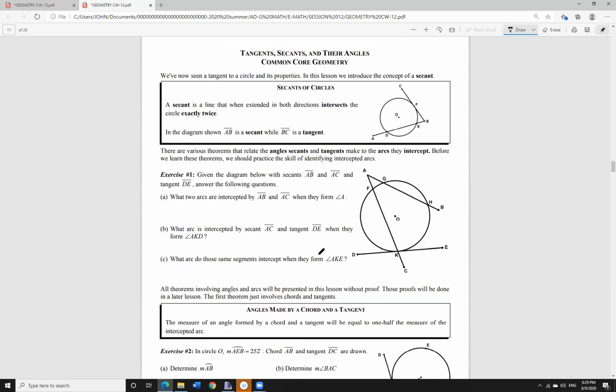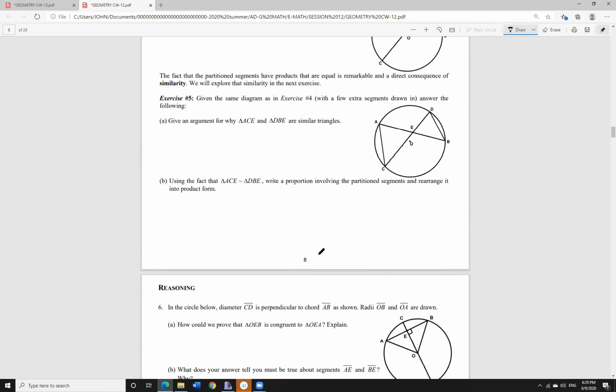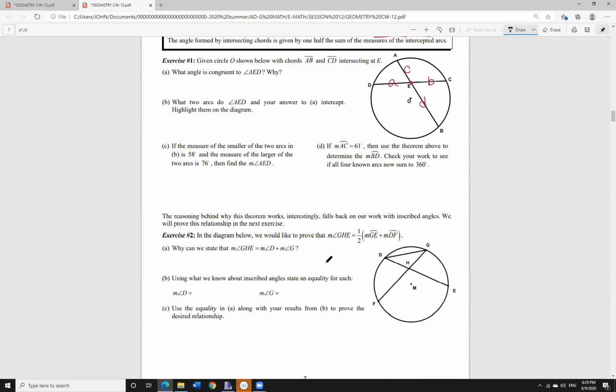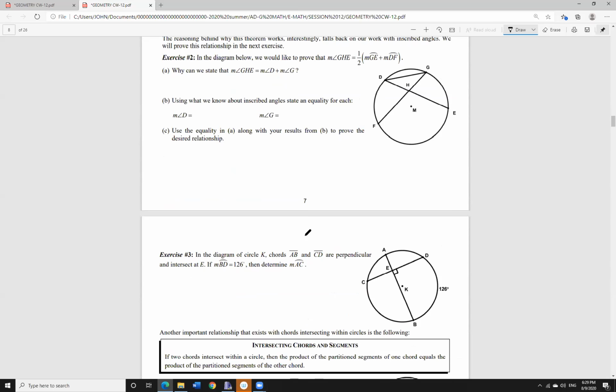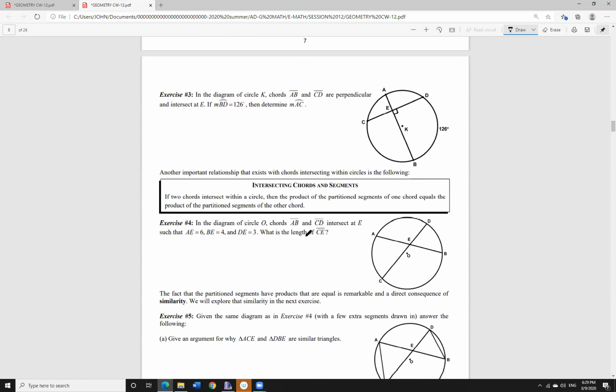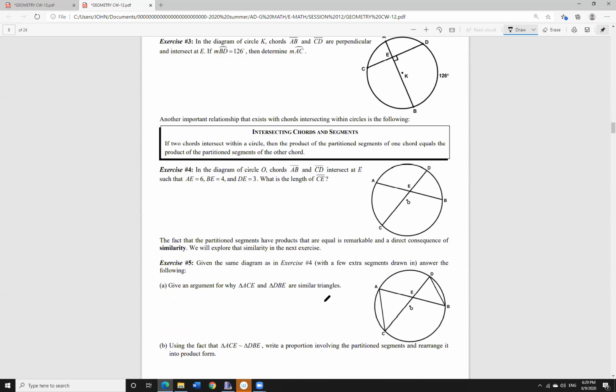We already did intersecting lines. So where is it? Here. I'm going to do this angle later. Okay, here's exercise 4. I'm going to try this one. So we have two intersecting lines. A is 6, B is 4, D is 3.